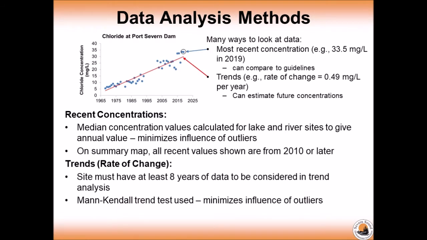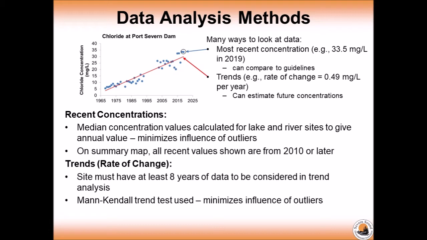So there are different ways to look at the data that we collect across the watershed. If you look at the graph here as an example, this is chloride at the Port Severn Dam. We can look at the most recent concentration, which in this example is 33.5 milligrams per liter in 2019. So we can compare that value to relevant guidelines and get a snapshot of what conditions are like. Or we can also look at the trend, that's the red line shown here, and this really shows the rate of change, so in this example 0.49 milligrams per liter per year. So we can use this trend to determine whether things are increasing or decreasing, improving or declining, and can also estimate future concentrations.